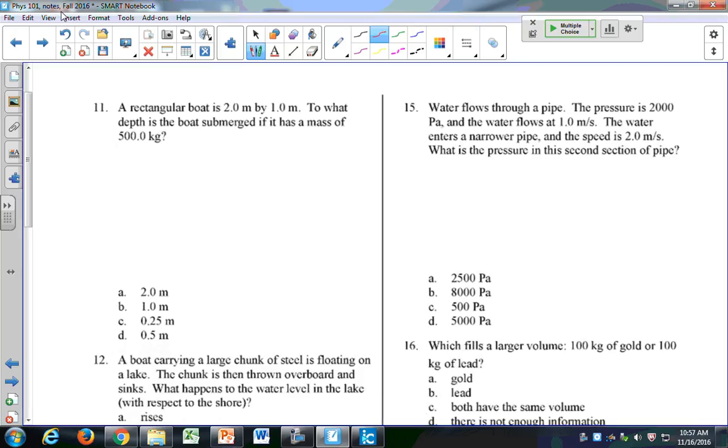It says a rectangular boat is 2 by 2 meter by 1 meter. So what depth is the boat submerged if it has a mass of 500 kilograms? So you're going to start with our buoyant force is equal to our weight. And then you'll go from there. And you want to figure out what is the depth, or what we call it H in the previous problem. What is the depth that this boat is submerged? This is number 11. It is exam 4, right? I'll do that. I'll be right back.